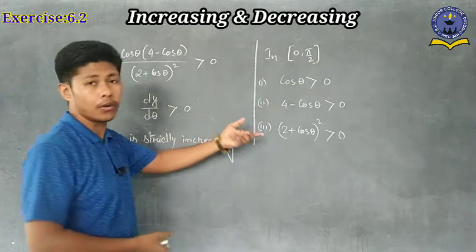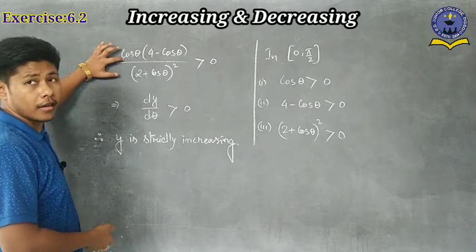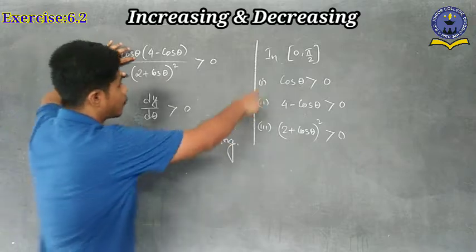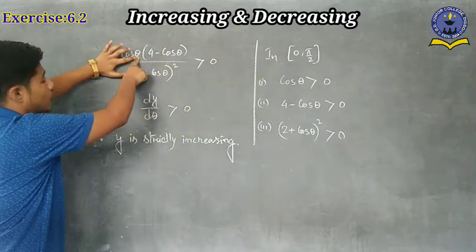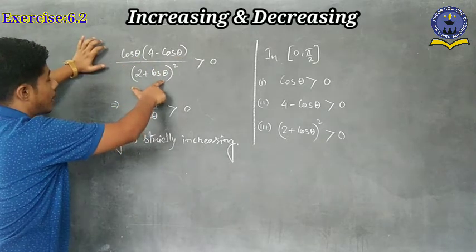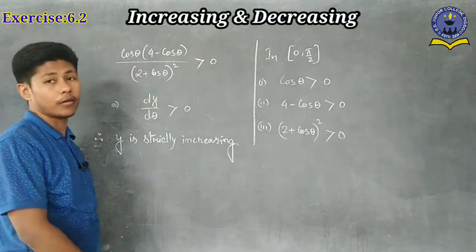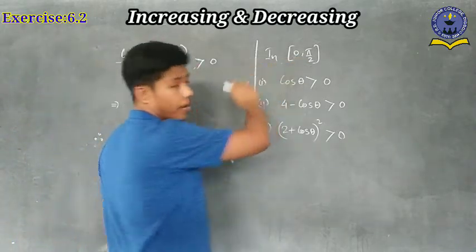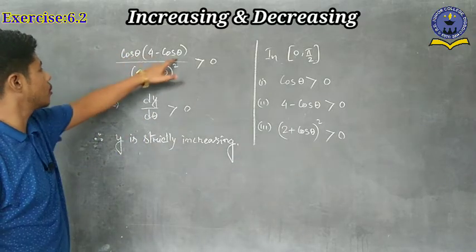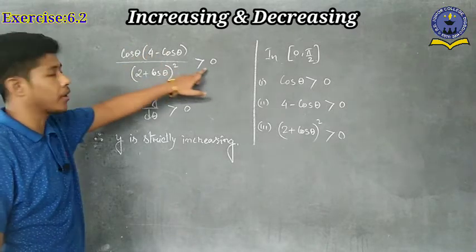If we put 0 here in cos theta, then we have cos 0. What do we get? Cos 0 is 1. Ultimately we get a value greater than 0. Is it clear? 0 and pi by 2. So if we put theta as 0, then cos 0 is 1, so that remains 4. Ultimately if we calculate, we get a value greater than 0.